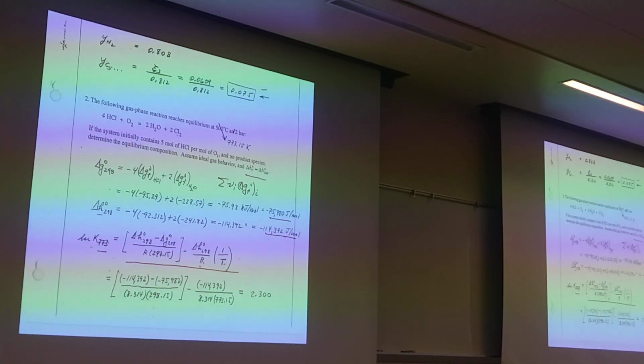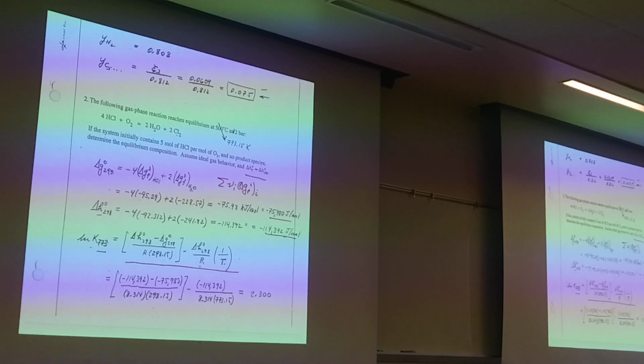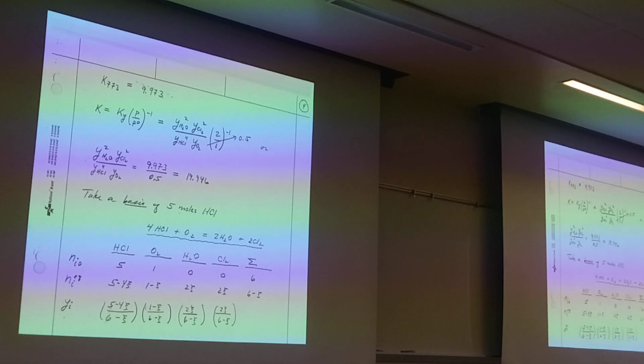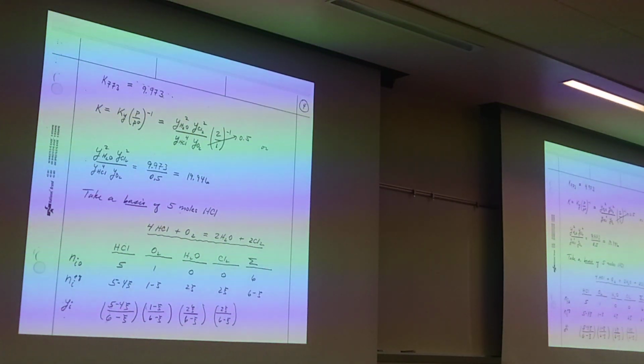It's just plugging in those values for the standard energy changes, and that reduces right away to just a number as soon as I plug in the temperature. If I left the temperature unspecified, then I would have the equation for log of K as a function of temperature. But I get 2.300 in this case. So I can exponentiate that to get the equilibrium constant itself as 9.973.